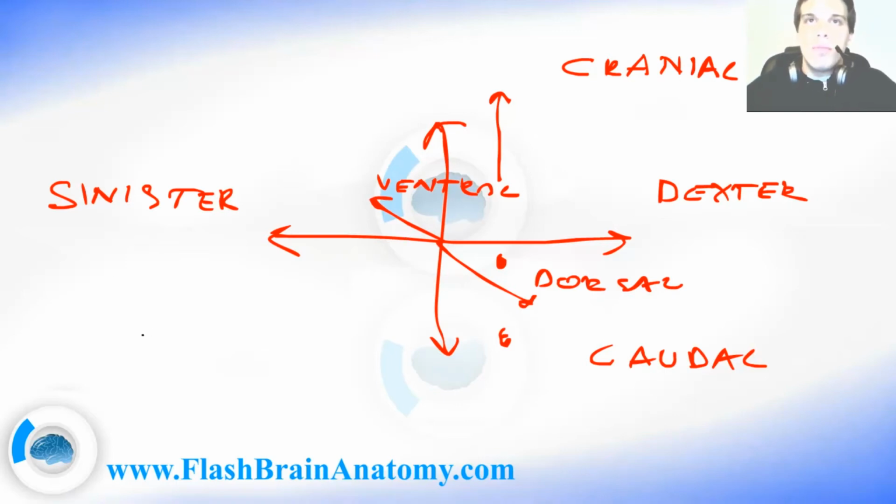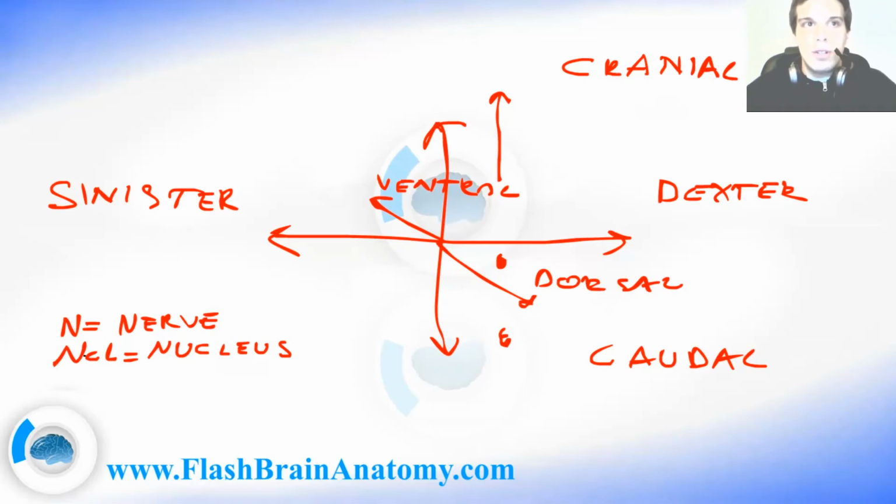There are also a few things I'd like to point out because we don't want to confuse the terms. For example, N stands for nerve, and NCL stands for nucleus. So if you see the N, it doesn't mean nucleus but nerve. It's very important. Also, A stands for artery. And ART stands for articulatio.